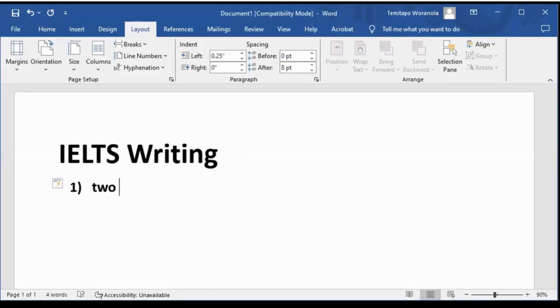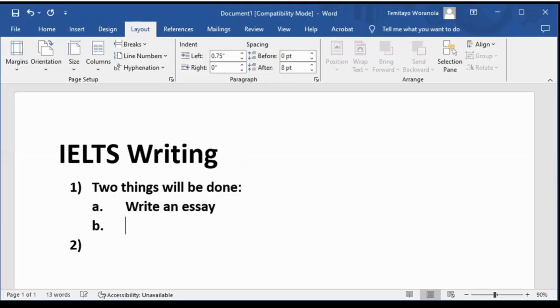Two things will be done. Number one, you will write an essay. And number two, you write a report or a letter. If you are taking IELTS academic, you are going to write a report. That is the second thing that you will do. If you are taking IELTS general or IELTS UKVI general, you are going to write a letter.